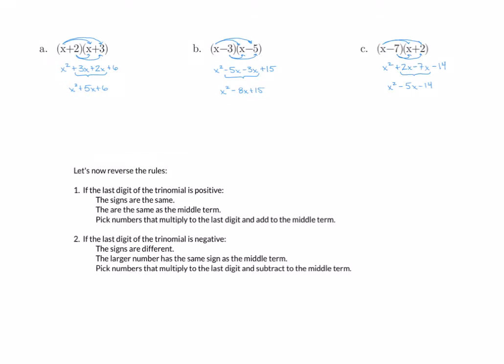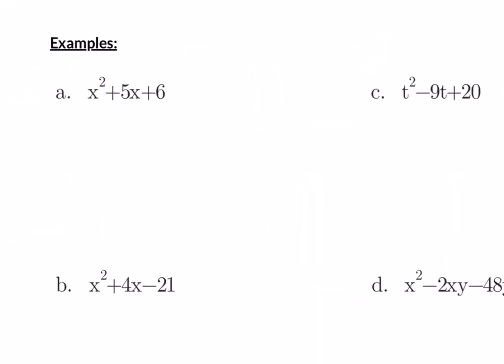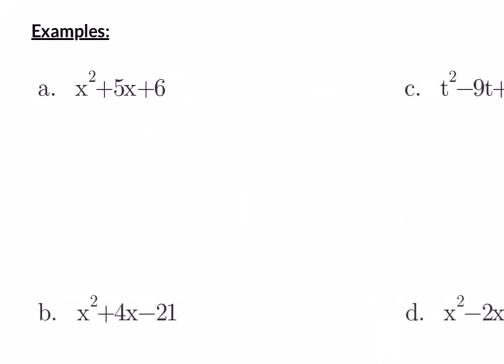All right, let's go ahead and try some examples of this and let's talk through it. Okay, for example A, we have x squared plus 5x plus 6. So the first thing I'm going to do is put my set of parentheses. My firsts I know are x and x. The next thing I want to do is pick numbers that multiply to 6.